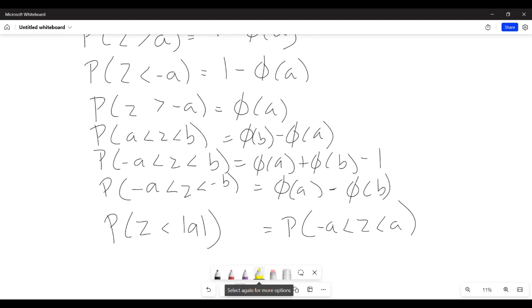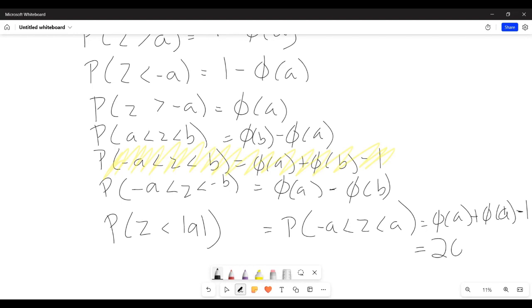So if we're using this rule, you have to add them: phi a plus phi a minus 1. So you actually get 2 phi a minus 1. If you can keep that in mind, you can do it directly. So if you have minus a and a on both sides of z, it's actually 2 phi a minus 1. Okay. Now let's do a few questions where we'll be reading the table.